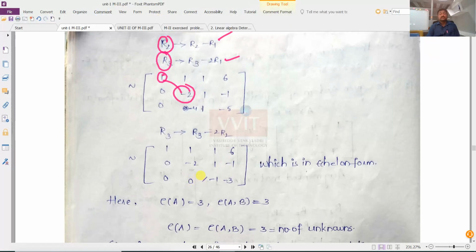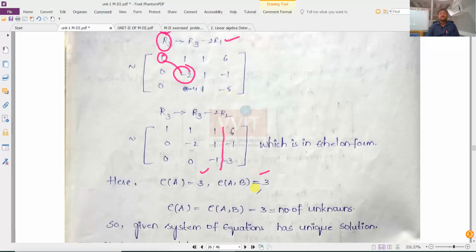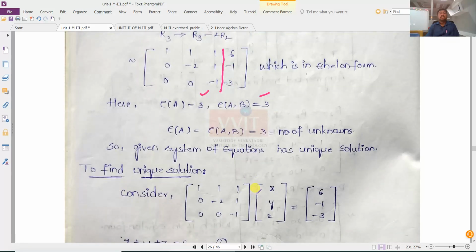Now if I say this here, up to this it is the rank of A, the rank of A is 3, and the entire matrix is the rank of C. So the rank of A is equal to 3. Similarly, the rank of C is also 3. That clearly indicates that both ranks are the same, then the system is said to be consistent. And at the same time, the number of unknowns in X is also 3, then consistent with a unique solution.